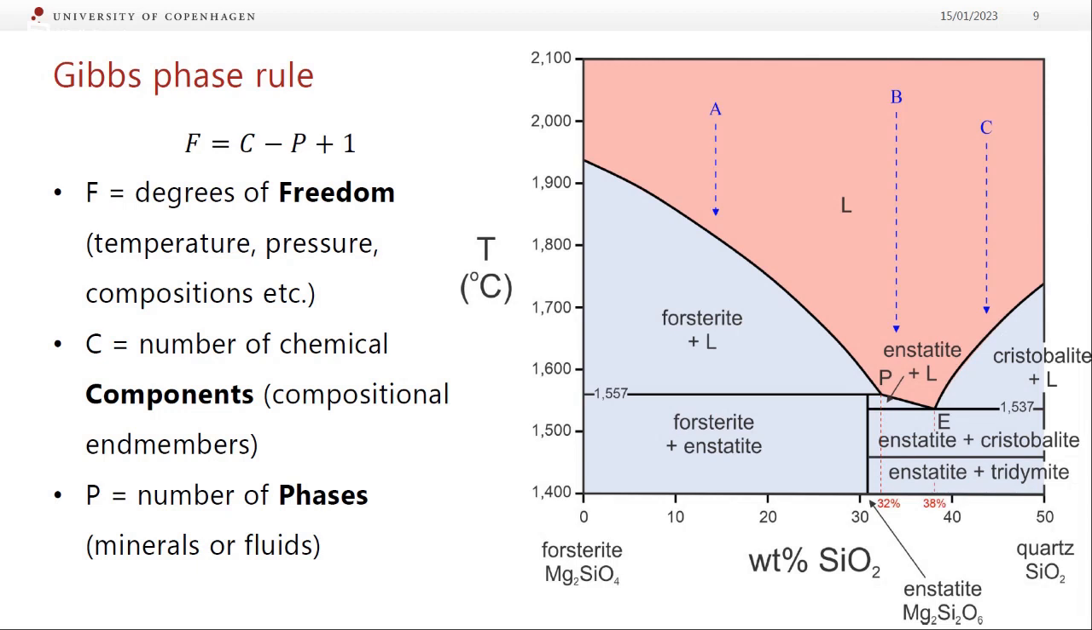At something like the eutectic point here, where we have enstatite, cristobalite, and liquid, we have 0 degrees of freedom. So it only exists at a single temperature, and it only exists at a single composition. So you can't move it, there's no freedom. Same with this peritectic point here that we'll talk about afterwards.